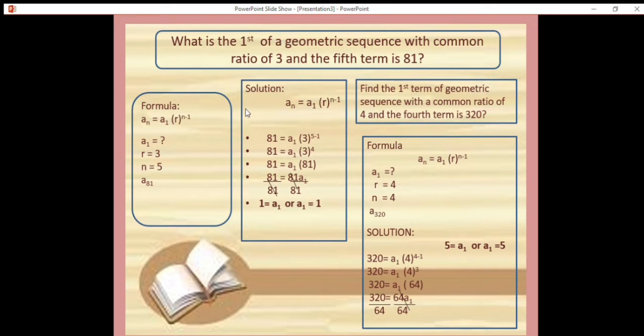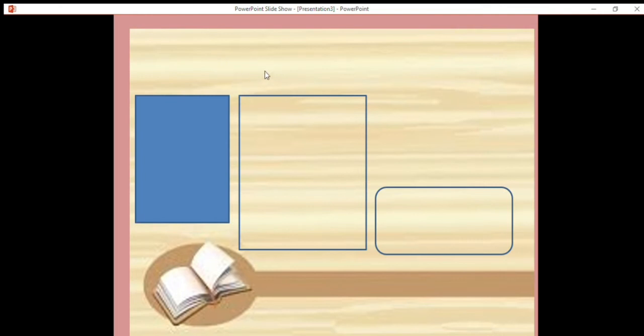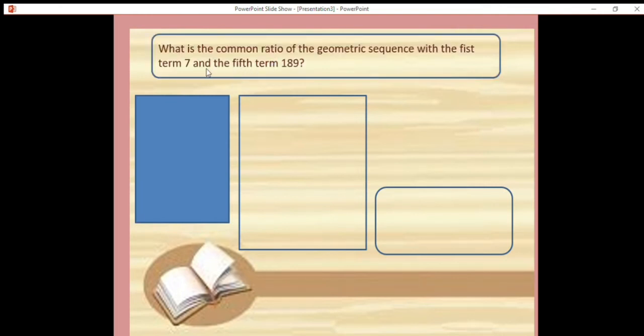Now, paano kung ang nawawala naman ay the common ratio? Paano natin ito isosolve? So, first, copy the formula. Second, identify what are the a sub n, a sub 1, the common ratio, and the number of terms. So, our a sub 1 is equal to 7. Our common ratio is missing. This is the one na nawawala, or the missing one, or the unknown. Then, our n is equal to 5. It's because that is the fifth term.